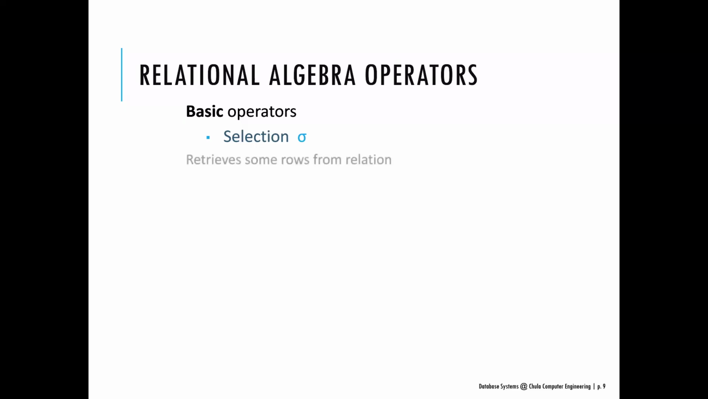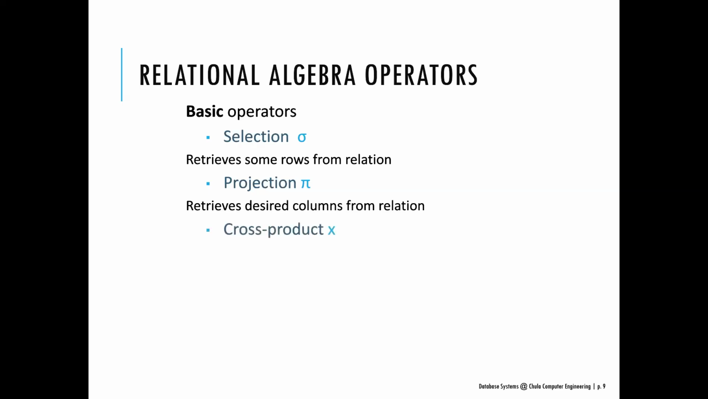So what does selection mean? When you use sigma or select, it will select some rows or some tuples from the relation. The second operator is called projection, and it is signified by the small pi. So P is projection, pi projection, right? What projection does is that it doesn't select rows, but it selects the columns, or the attributes, from the table.